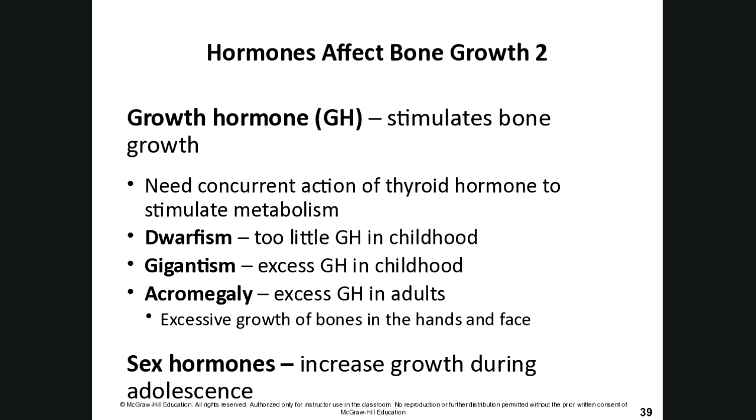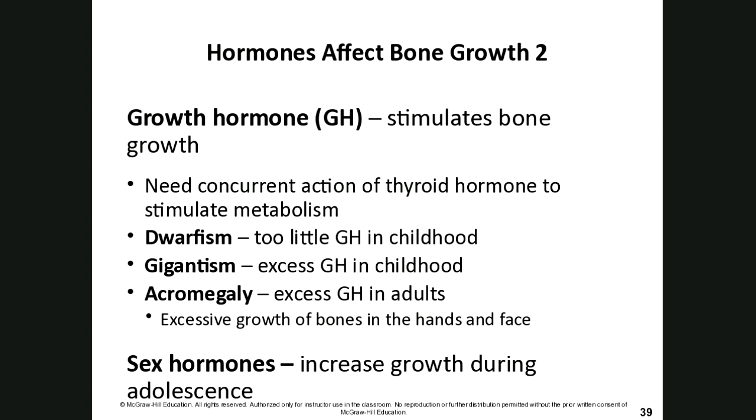Other things that affect bone growth are growth hormone, which actually stimulates bone growth. You need concurrent actions of the thyroid hormone to stimulate metabolism. In dwarfism, we have too little growth hormone in childhood, and in giantism, we have excess growth hormone in childhood. Growth hormone is released from the pituitary gland that's attached to the base of your brain.